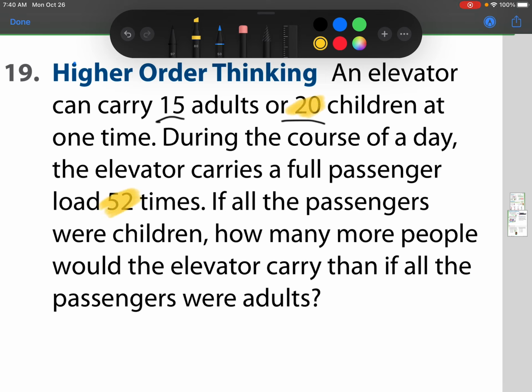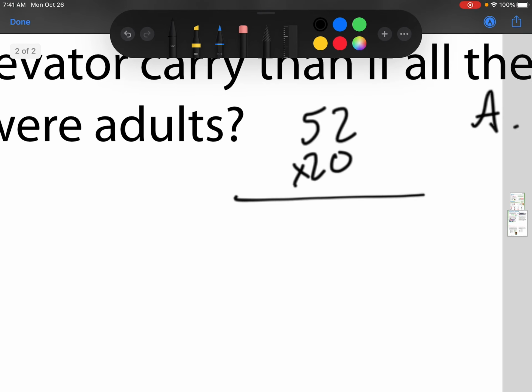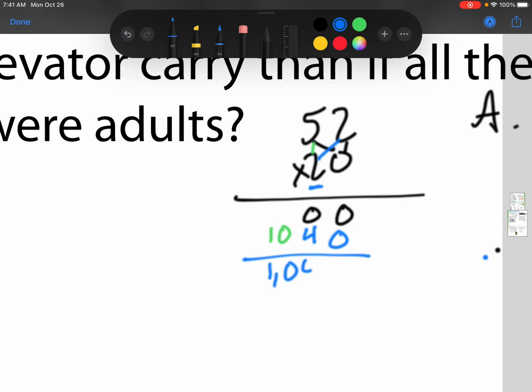So let's find out. We'd have 52 times 20. And I'm going to use my algorithm. So we have 2 times 0 is 0. We have 5 times 0 is 0. So my first row is going to be 0. Now I go to the tens place value, so I put a 0 down, and we have 2 times 2 is 4. And then we have 2 times 5 is 10. So what is my answer? Well, it's pretty easy. It's 1,040 children. Or I can put kids.